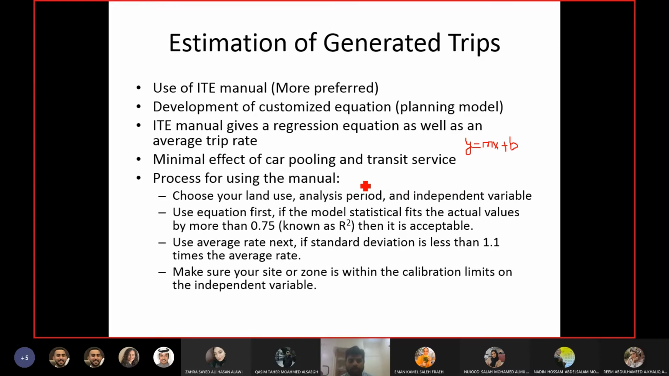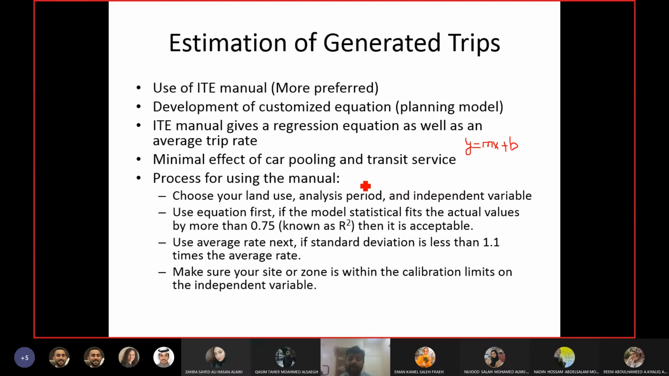Okay. Now let us discuss the procedure of how to use the manual. When you're using the manuals, first of all, you must know your land use. You must know your analysis period, after how many years you need the number of trips, what is your forecasted period, and what is the independent variable. Independent variable is indicating the size of the land use, and that will change according to the size.